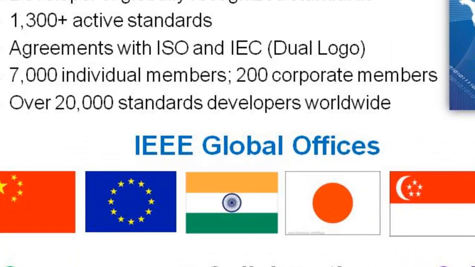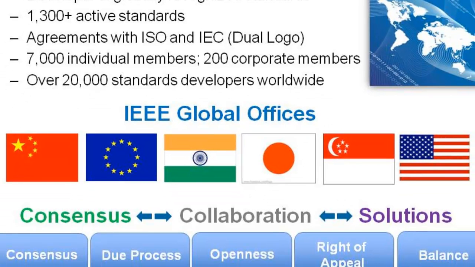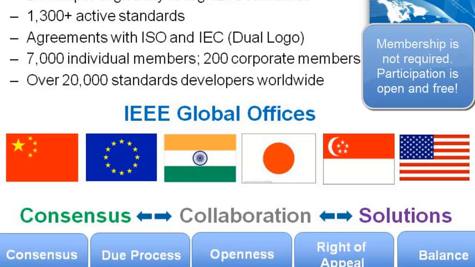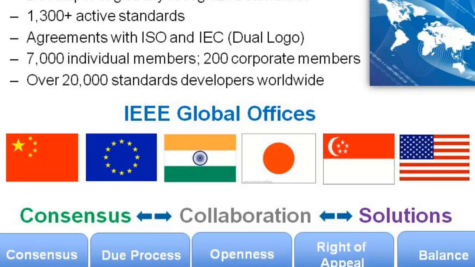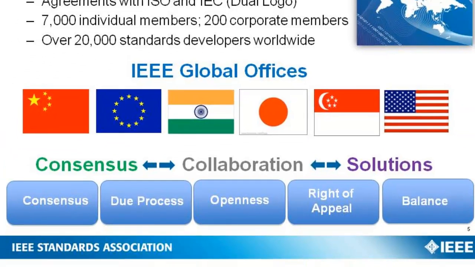Over 20,000 technical experts around the world, such as those on the phone today, develop these standards. Many, but not all of IEEE standards developers are IEEE Standards Association members, since participation is open and free. IEEE-SA membership is only required for working group chairs and during the IEEE balloting stage. To date, there are approximately 7,000 individual members and over 200 corporate IEEE Standards Association members.